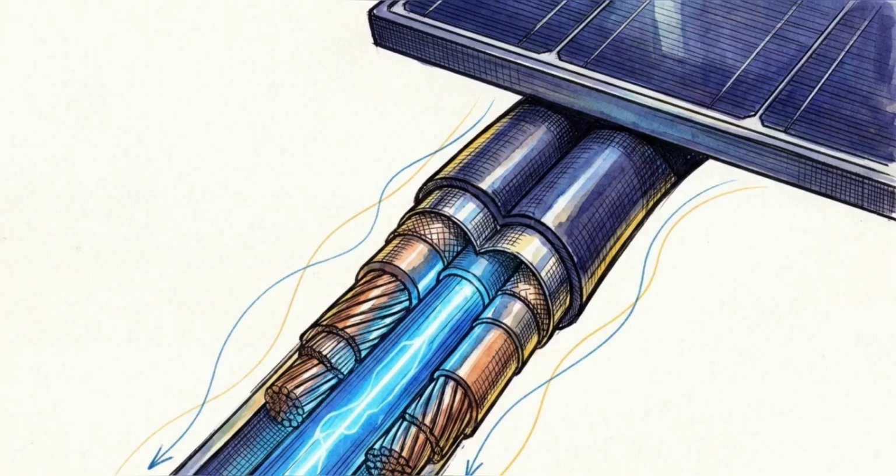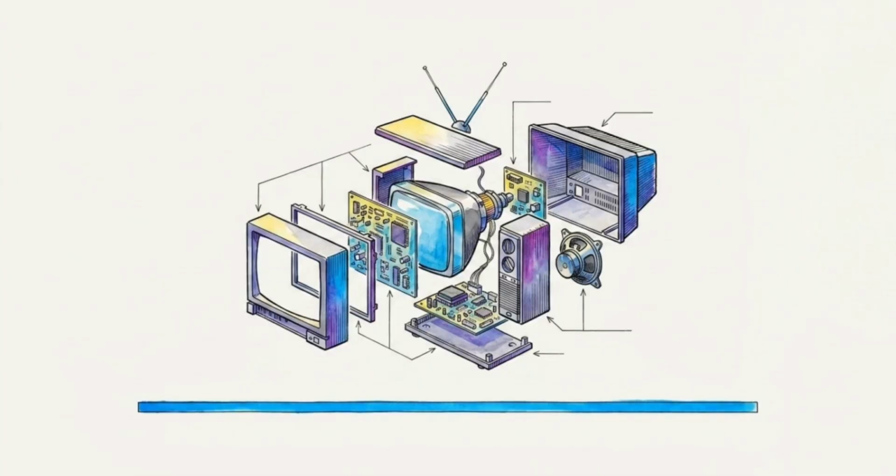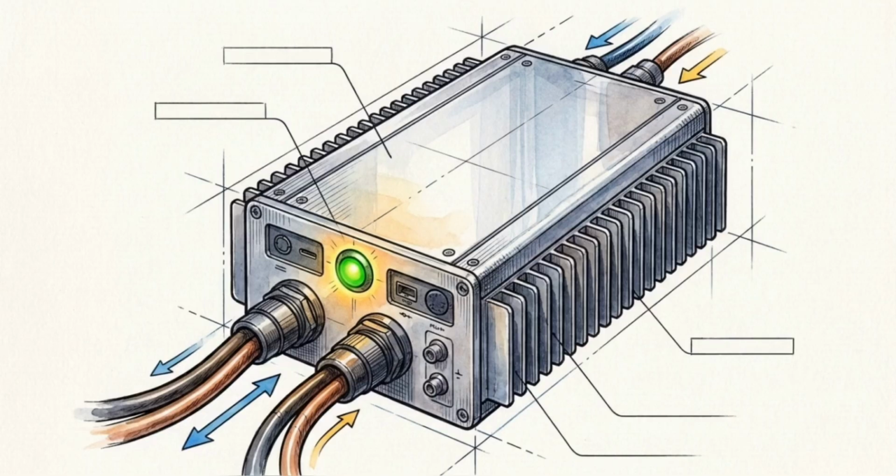This DC electricity flows out of the panel and through the copper wiring toward the house. However, a final incompatibility remains. Household appliances do not use the flat, unidirectional flow of DC electricity. To bridge this gap, the power enters the solar inverter for the final stage of translation.